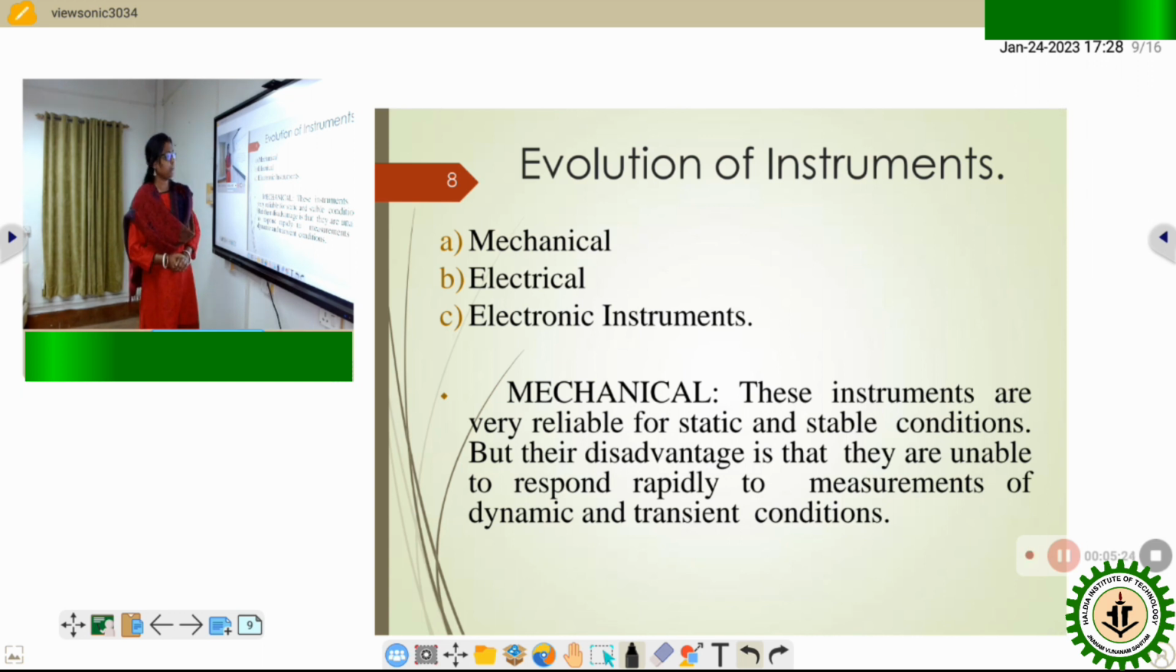When we are going for mechanical instruments, these instruments are very reliable for static and stable conditions, but their disadvantage is that they are unable to respond rapidly to measurements of dynamic and transient conditions. So any type of mechanical instrument cannot record any type of transient condition parameters. For that we need electrical and electronic instruments. These electrical and electronic instruments respond very rapidly to the measurement part.